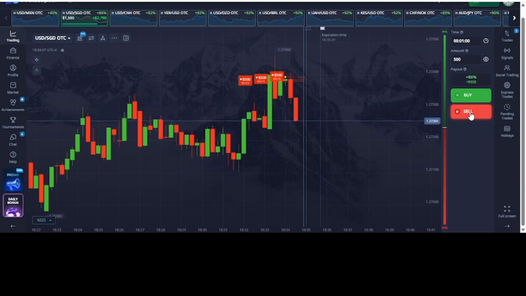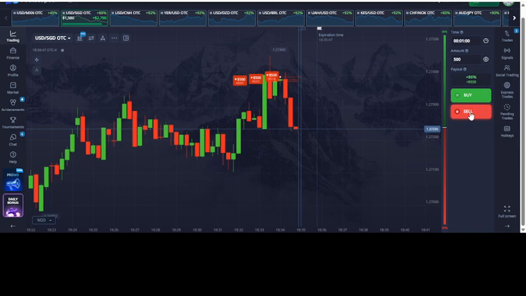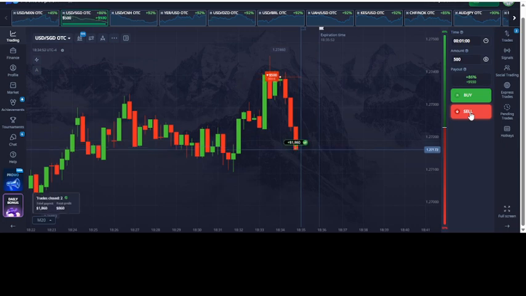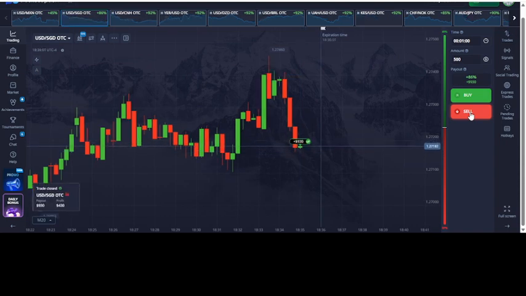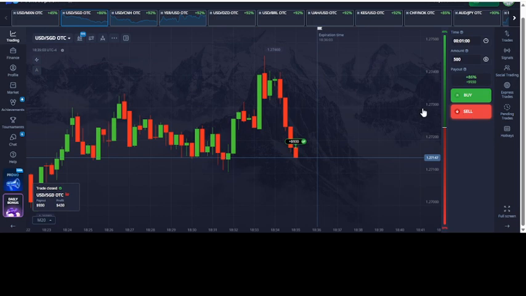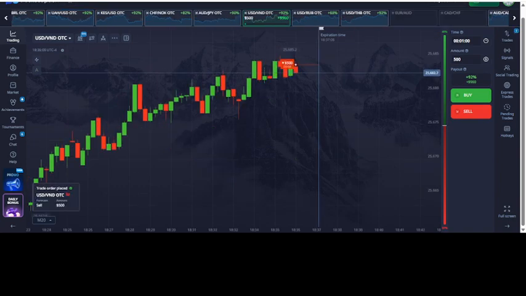Looks like we're going to win these trades. Nice reversal here. Got one more trade. Okay, so all those trades were in the money. Let's move on to the next trading setup.